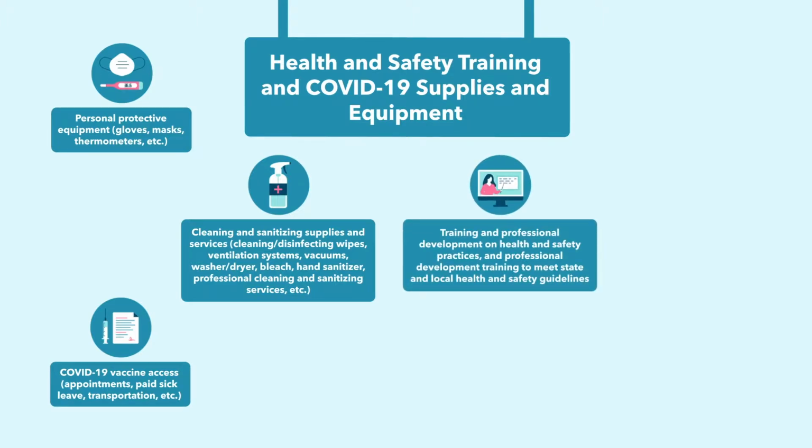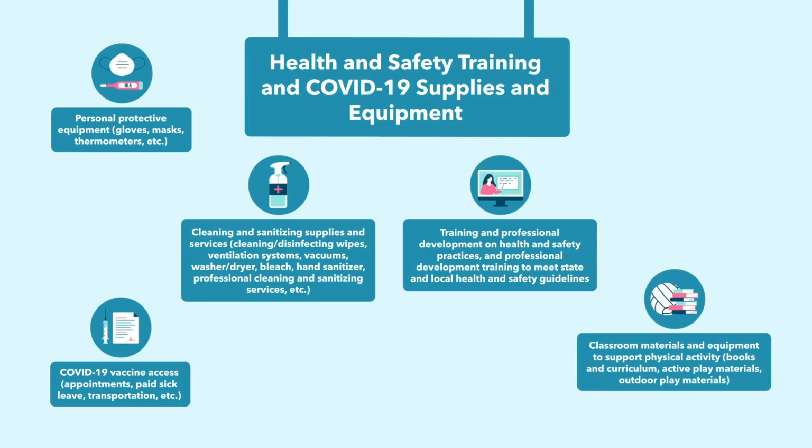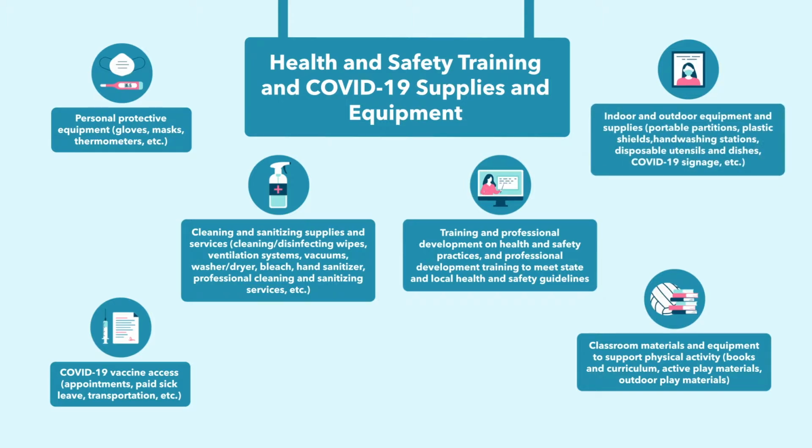Training and professional development on health and safety practices, and professional development training to meet state and local health and safety guidelines. Classroom materials and equipment to support physical activity, like books and curriculum, active play materials, outdoor play materials. Indoor and outdoor equipment and supplies, like portable partitions, plastic shields, hand washing stations, disposable utensils and dishes, COVID-19 signage, etc.